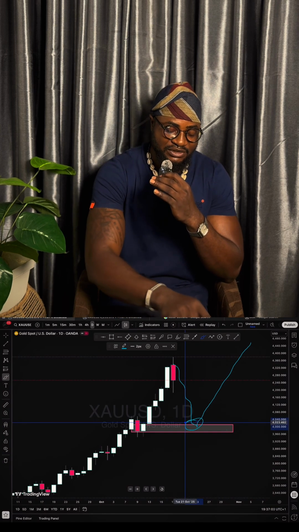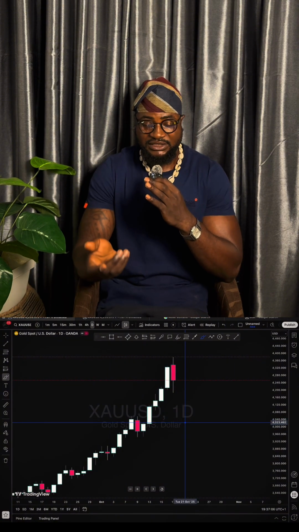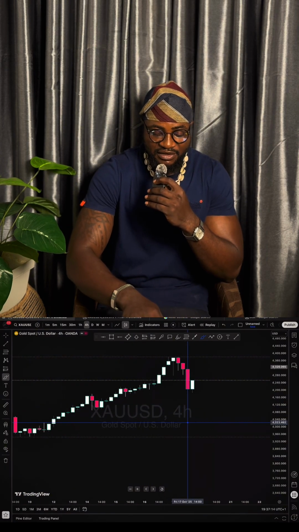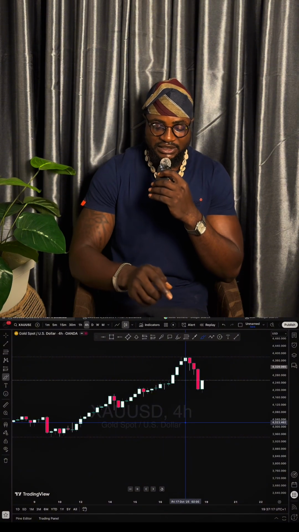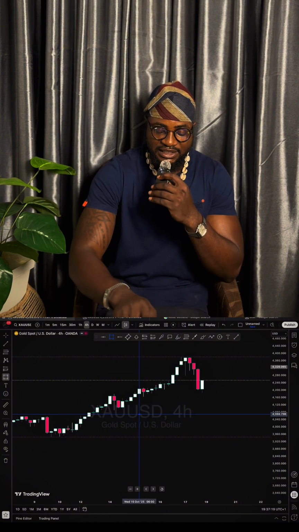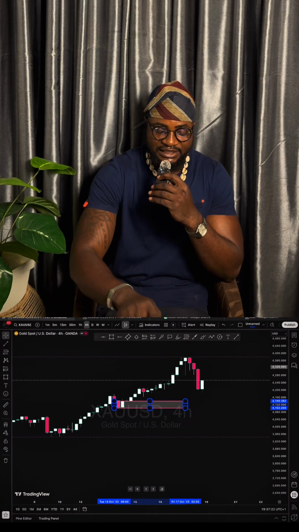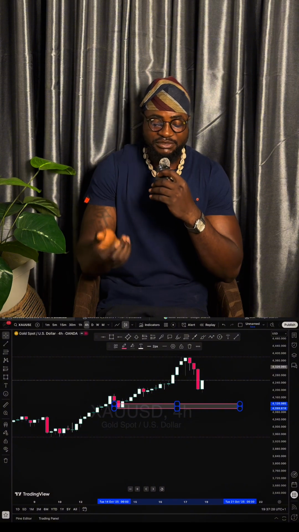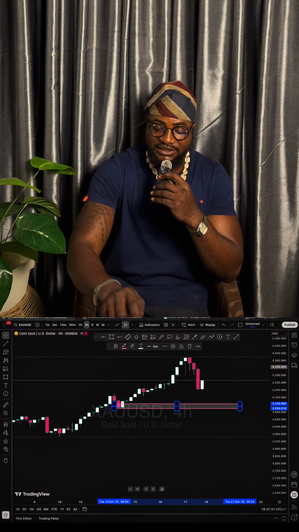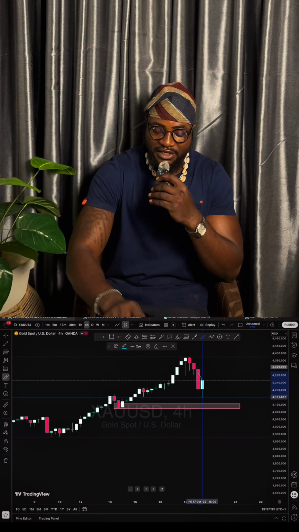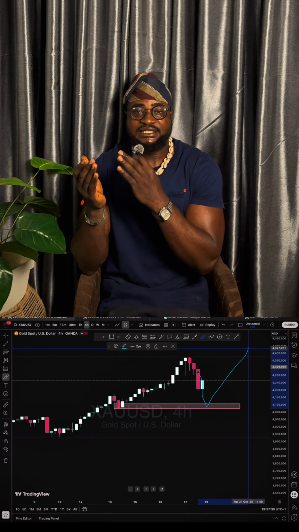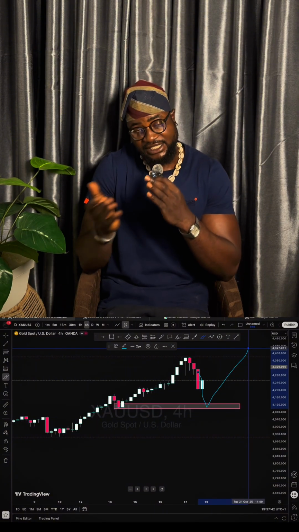Now let's clear the zone again and move down to the 4 hours. Let's identify the 4 hour key level. Where is the 4 hour key level? If you look at it, we can see that price created a demand from this zone. This is the 4 hour key level, which means we should expect price to react from here to buy.